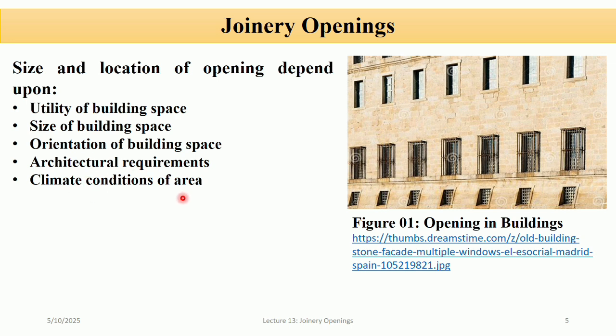Climate condition of the area. For a hot climate, use smaller openings with shading devices to reduce heat gain. For a cool climate, use south-facing large windows for passive solar heating. And for a humid climate, use larger, well-placed openings for maximum ventilation.